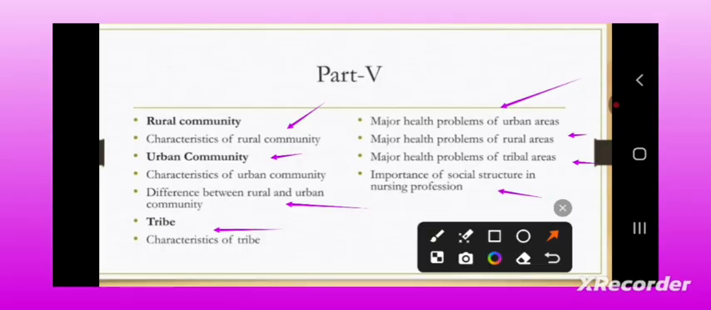Importance of social structure in the nursing profession. This highlights why understanding the community organization is vital for a nurse. A nurse must understand the social structure, for example family power dynamics, community leaders, and cultural norms, to effectively plan, implement, and evaluate health programs. For example, knowing who the decision maker is in a family or tribe is crucial for getting compliance with treatment, making the nurse a culturally sensitive change agent.